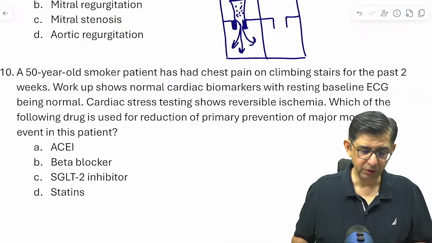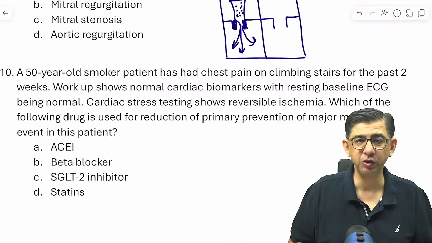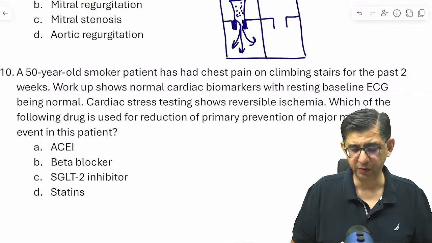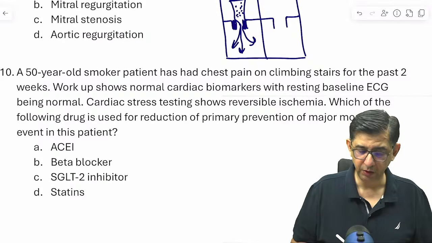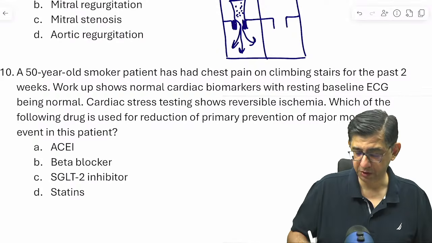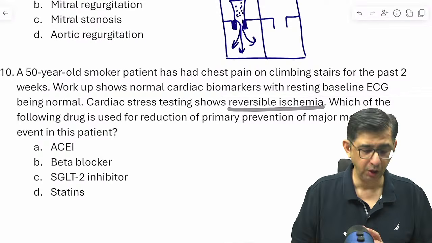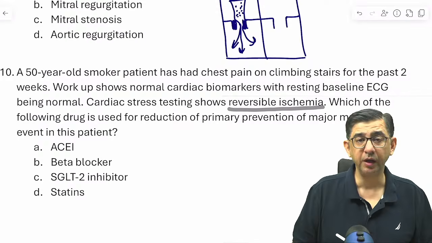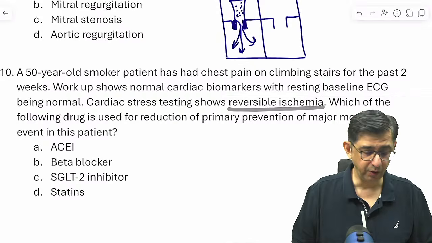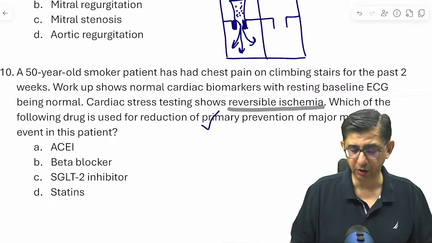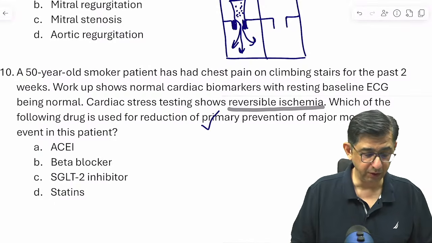Coming to the next question, a 50-year-old patient had chest pain on climbing stairs for the past 2 weeks, and there are normal cardiac biomarkers with a resting baseline ECG, and then the cardiac stress test shows reversible ischemia. Considering that it is reversible ischemia, it means that the person is having chronic stable angina. There are blockages in the coronary artery of the patient, and it asks which of the drugs would be recommended for this patient so that there is a primary prevention of major mortality events in this patient.